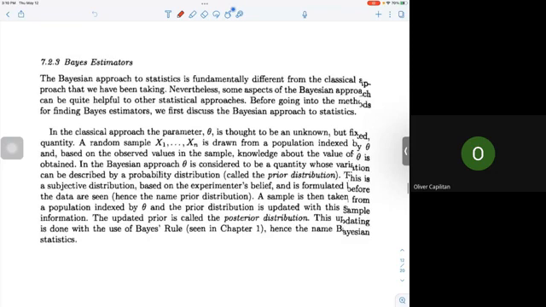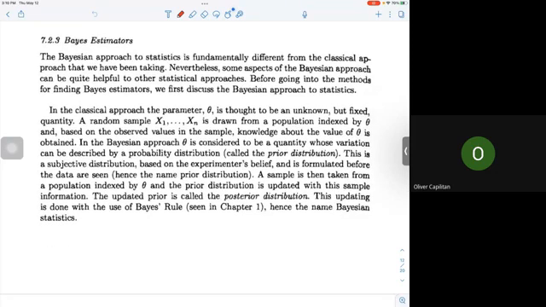statistics. In the classical approach, the parameter theta is thought to be a unknown but fixed quantity. So we have a random sample X sub 1 up to X sub n drawn from the population indexed by the unknown parameter theta. And then, based on the observed values in the sample, knowledge about the value of theta is obtained. That's the classical approach.